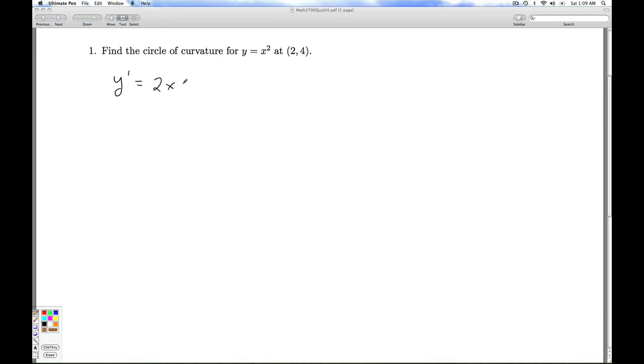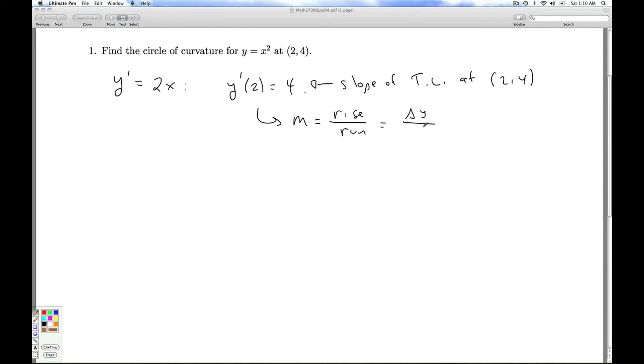Let's just take the derivative here: y prime is 2x, and substitute x equals 2. I get 4. This is the slope of the tangent line at 2, 4. So we can get a tangent vector out of this, because remember, the slope is the rise over the run. That's the change in y over the change in x. So I can decouple this slope and think of 4 as being 4 over 1, and that corresponds to a vector, I'm just going to call it v for now, of rise over run, so 1 comma 4.